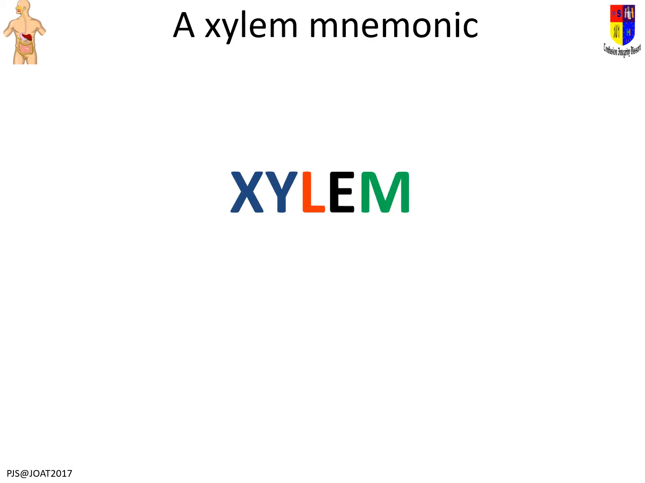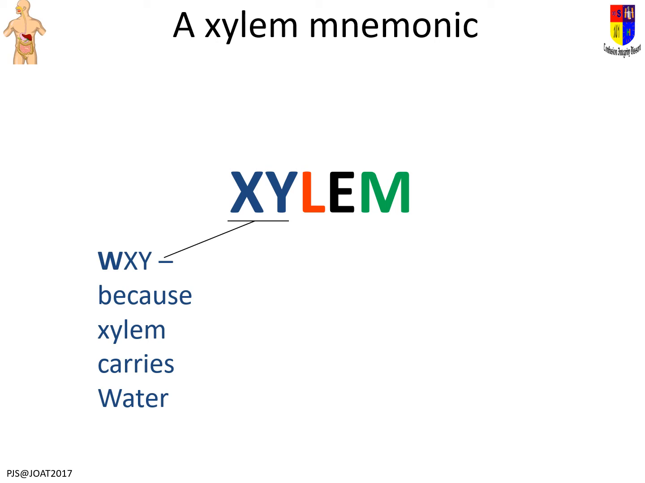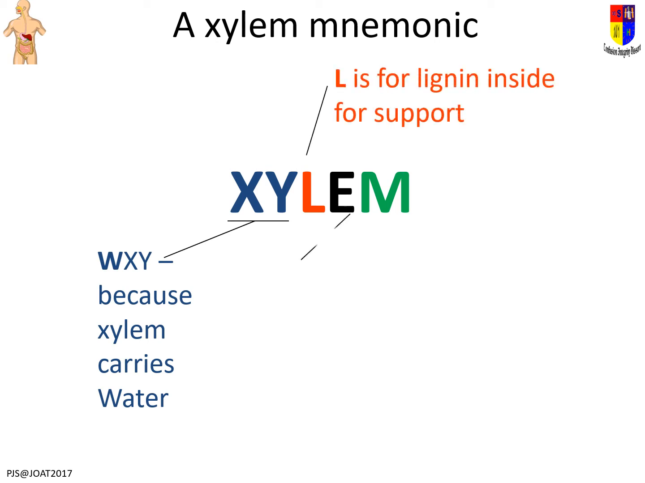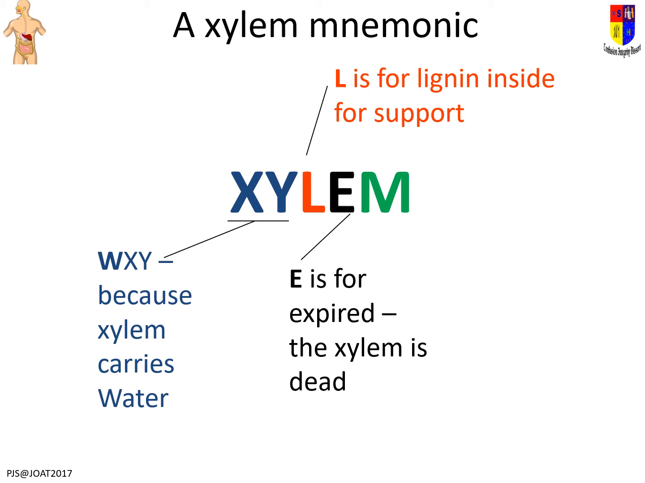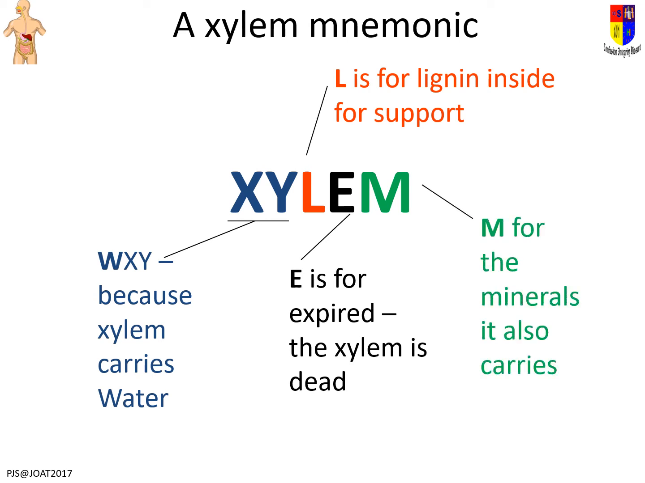Little mnemonic, if it helps. Here we go, so xylem, that's WXY, because xylem carries water. The L is for lignin. That's the support. The E is for expired because xylem is dead, and the M is for the minerals that it also carries. If it helps, go ahead and use it.